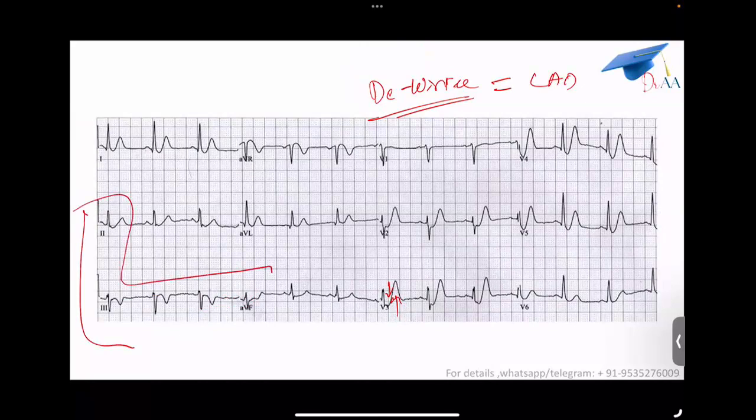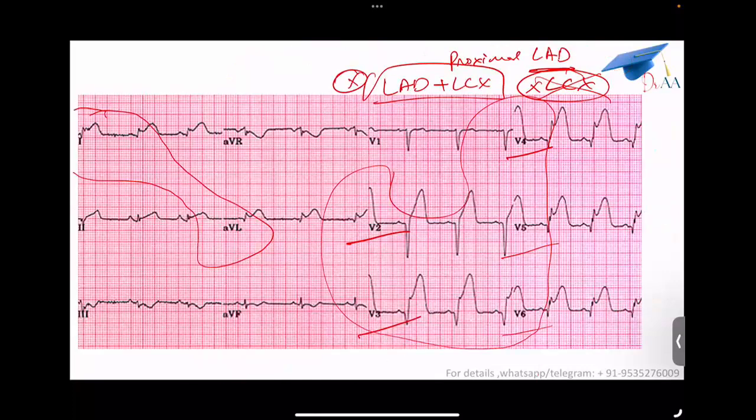2, 3, AVF you're talking about, right? It is an inferior wall MI you're talking about. Yes, but it will be right coronary artery involvement. Okay, 3 greater than 2.